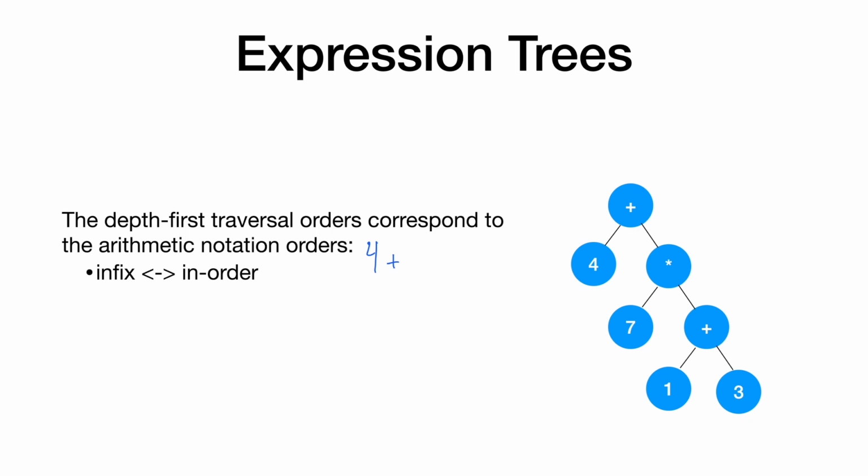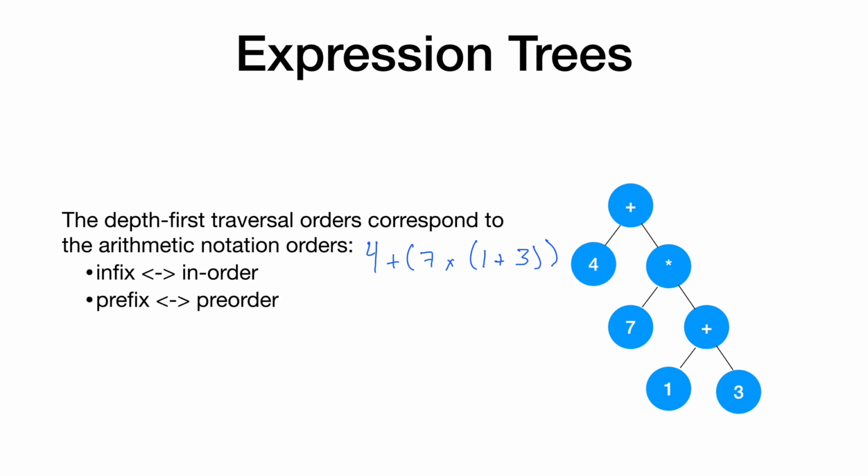Well, the right tree processes its left tree first. So that's 7. And then it prints itself. And then it prints its right tree. Well, its right tree is another operation. And that guy prints its left tree first. And then itself. And then its right tree. And now we've finished. We keep going up. And this is exactly our equation. Infix.